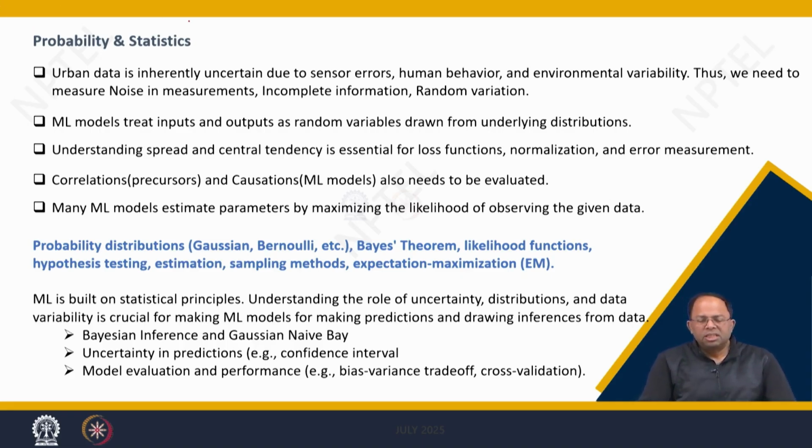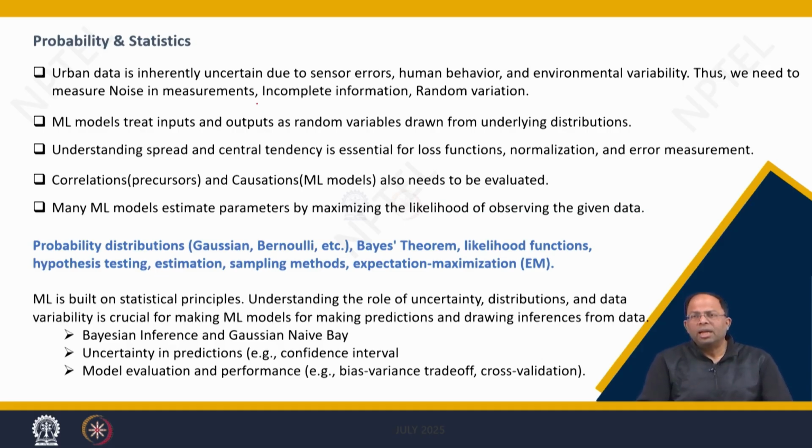So many ML models estimate parameters by maximizing the likelihood of observing the given data. So that is again statistics. And so again you will see this kind of terms being utilized: probability distribution, it could be Gaussian, Bernoulli, linear, and so on. And then you will come across Bayes' theorem, likelihood functions, hypothesis testing, estimation, sampling methods, expectation maximization. So already some of this we have already come across, right?